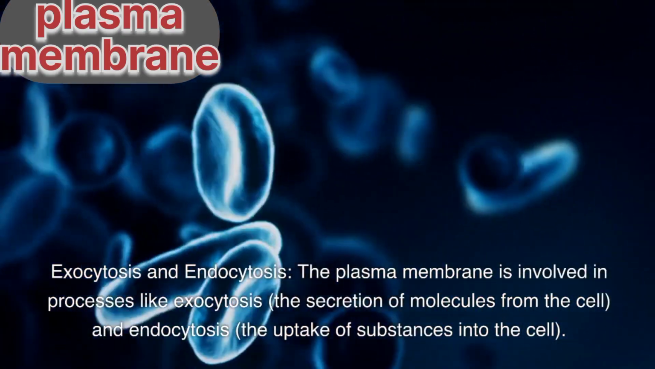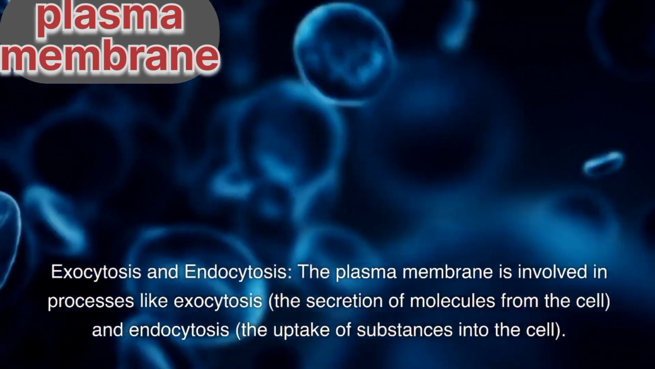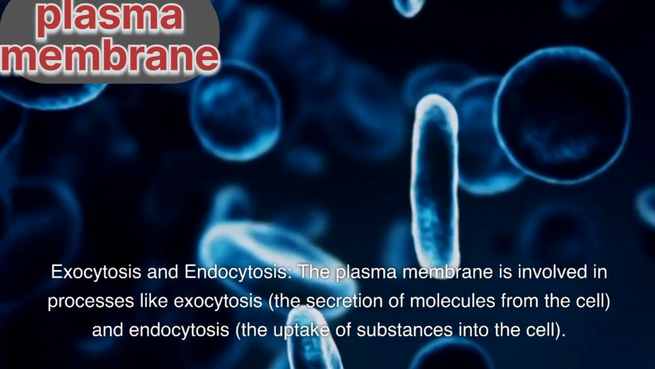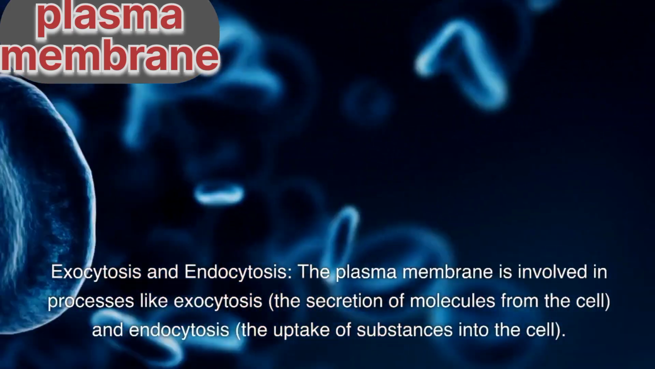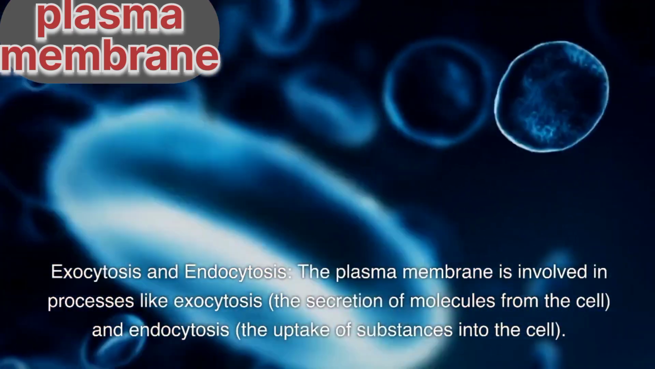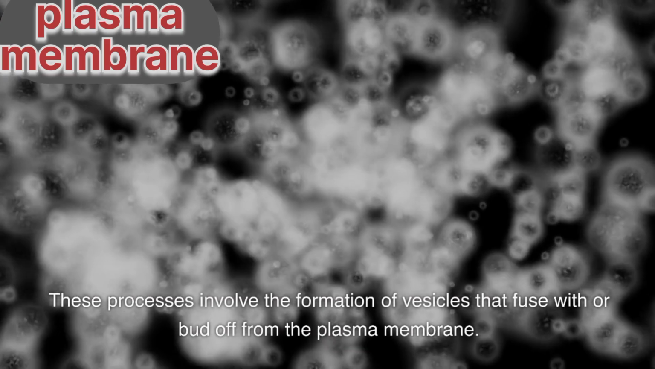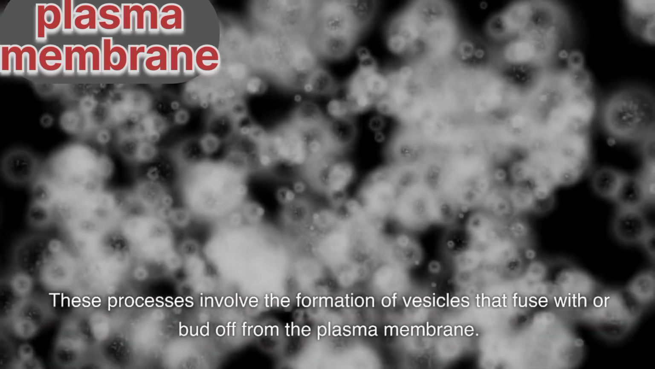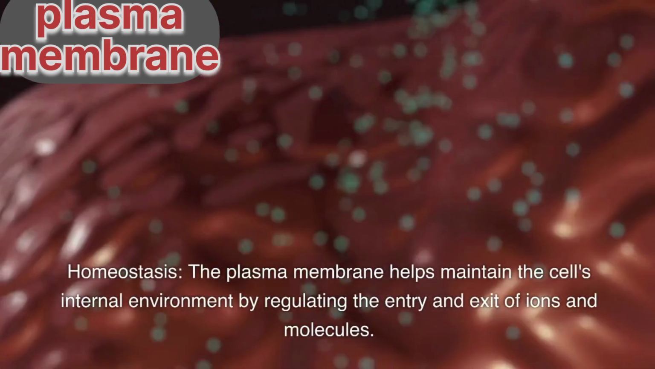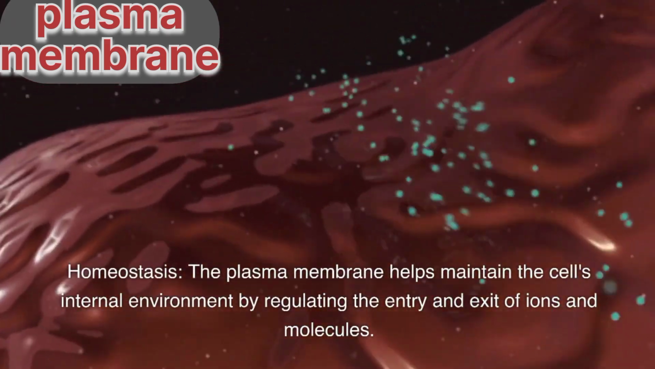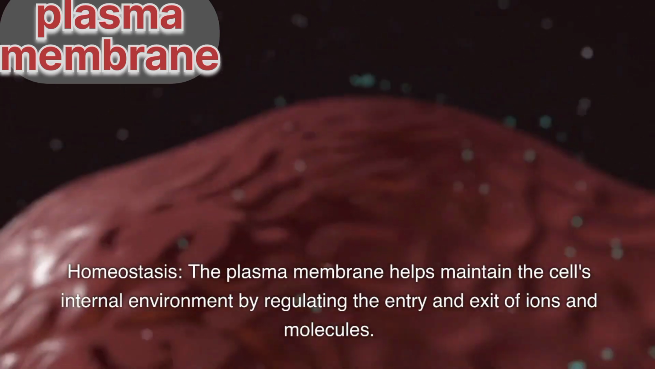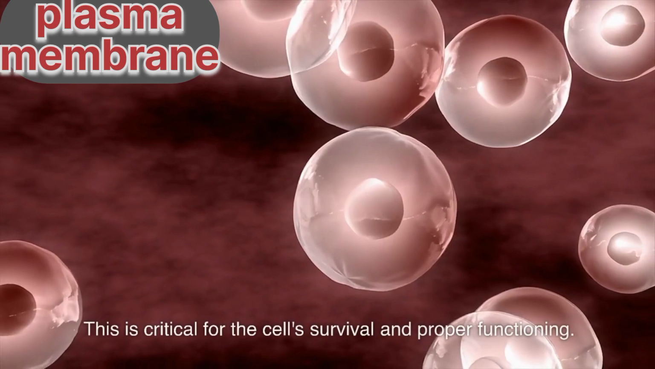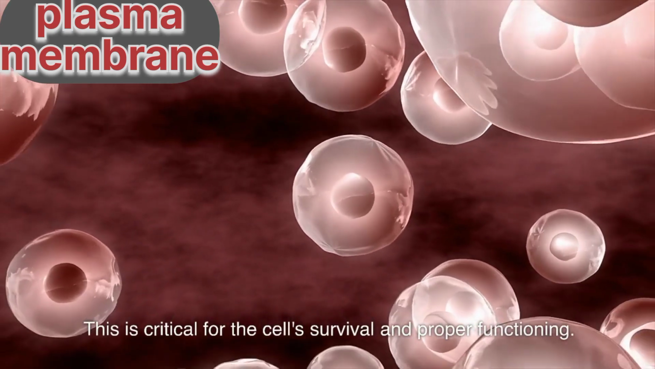Exocytosis and endocytosis. The plasma membrane is involved in processes like exocytosis, the secretion of molecules from the cell, and endocytosis, the uptake of substances into the cell. These processes involve the formation of vesicles that fuse with or bud off from the plasma membrane. Homeostasis. The plasma membrane helps maintain the cell's internal environment by regulating the entry and exit of ions and molecules. This is critical for the cell's survival and proper functioning.